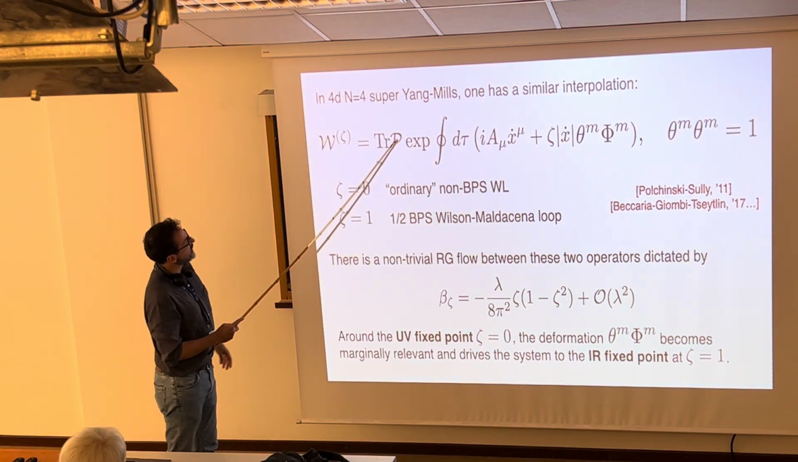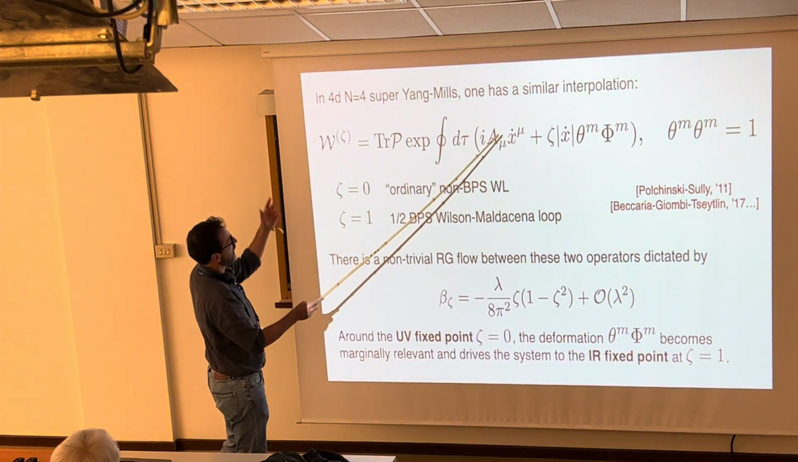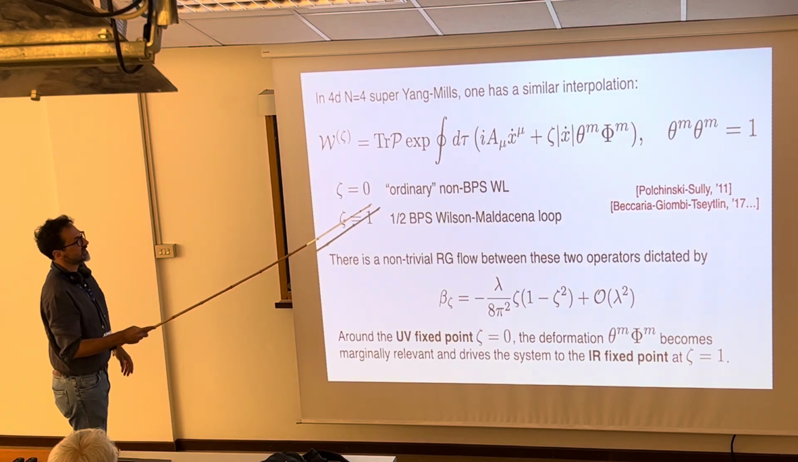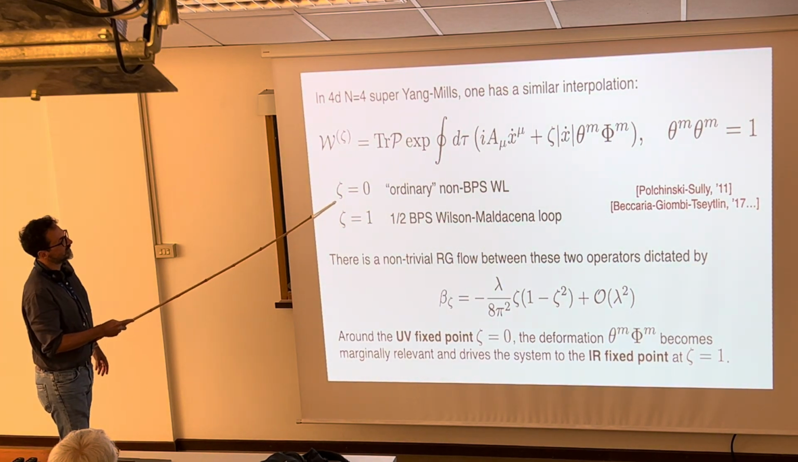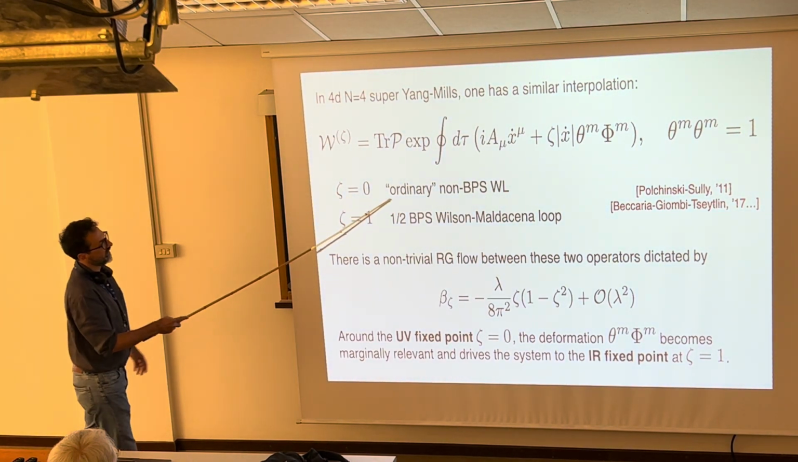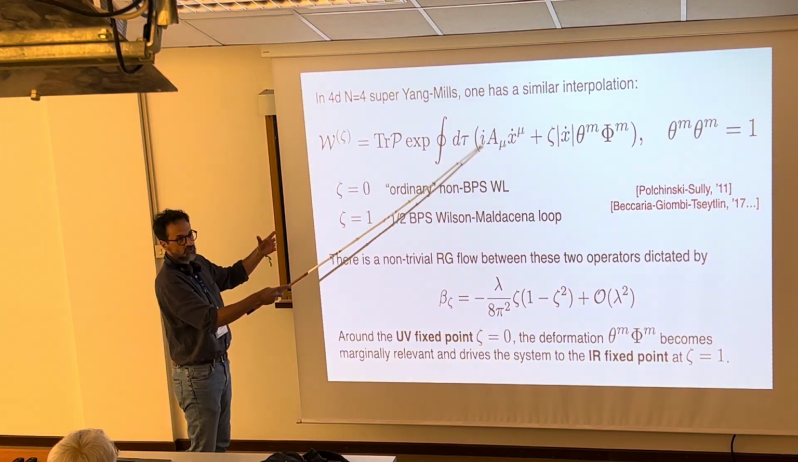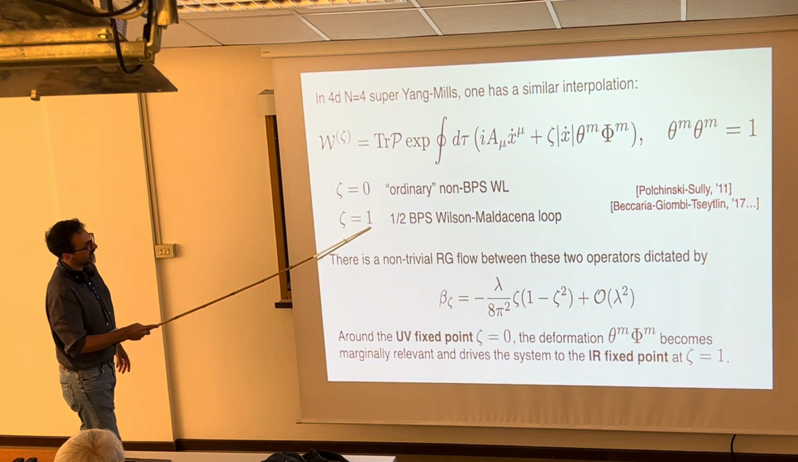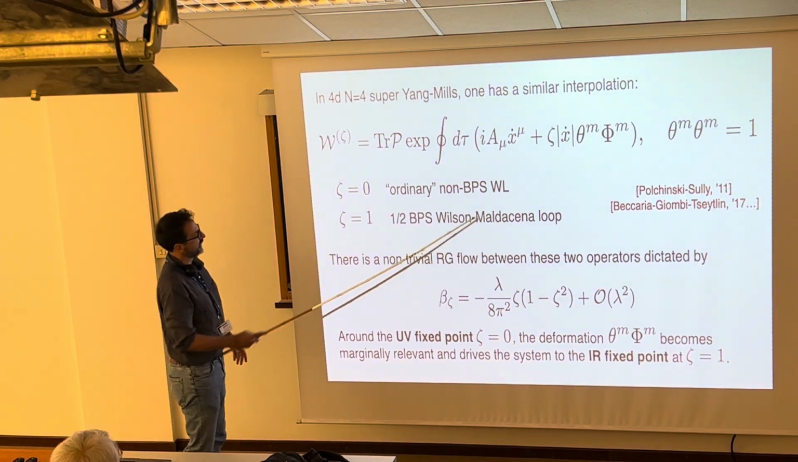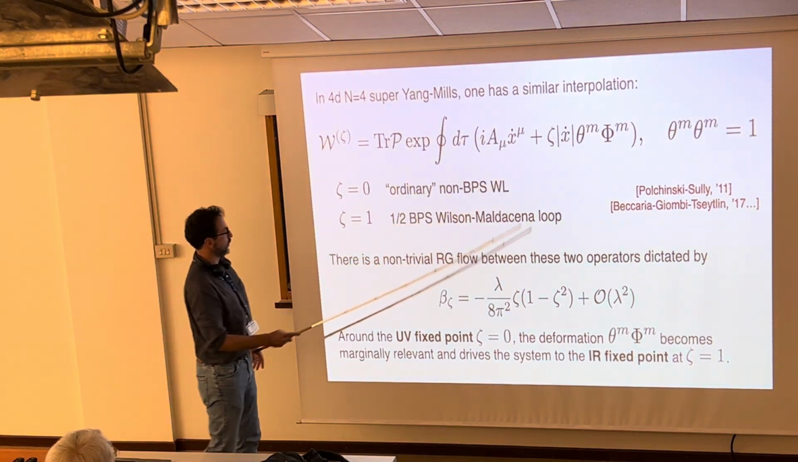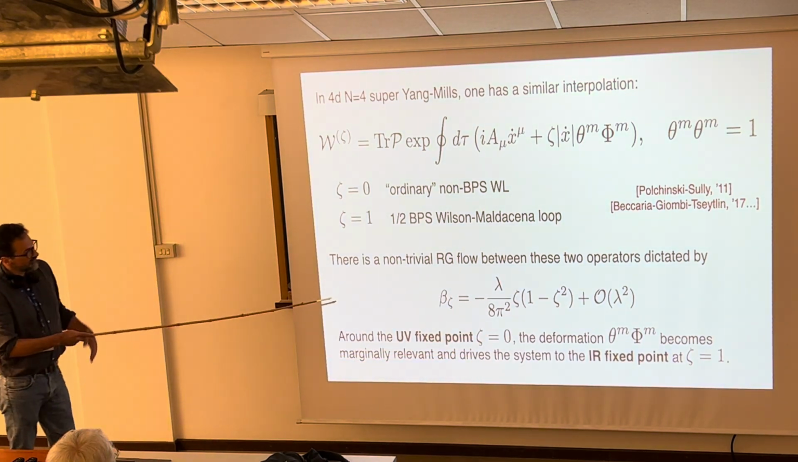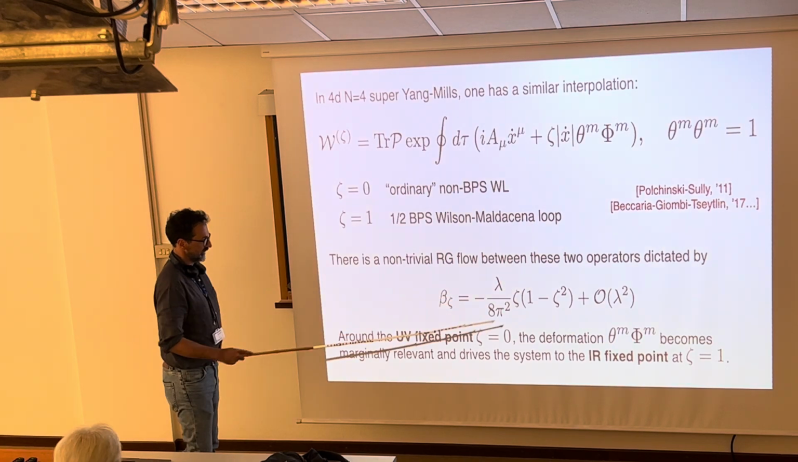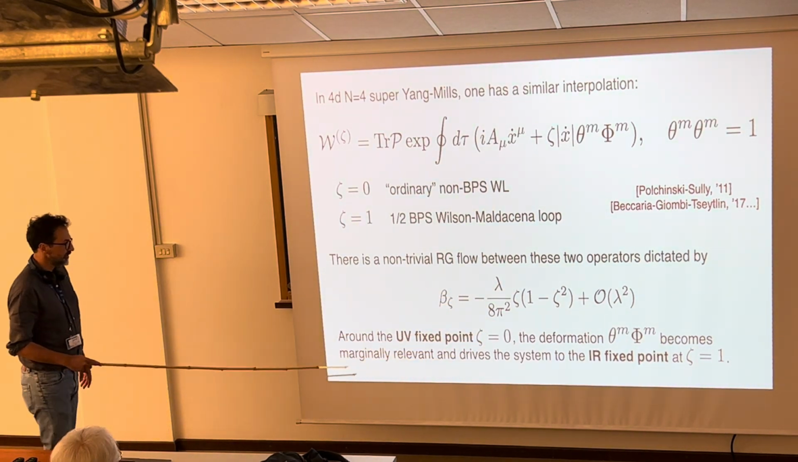But then, if you know Wilson loops, you notice in N=4 that there is an extra parameter zeta here, which is some interpolating parameter that interpolates between the ordinary non-BPS pure gauge holonomy Wilson loop when zeta is equal to 0, to the 1/2 BPS Wilson-Maldacena loop when zeta is equal to 1. And there is a non-trivial RG flow between these two operators dictated by this beta function computed at leading order in the coupling of the theory.